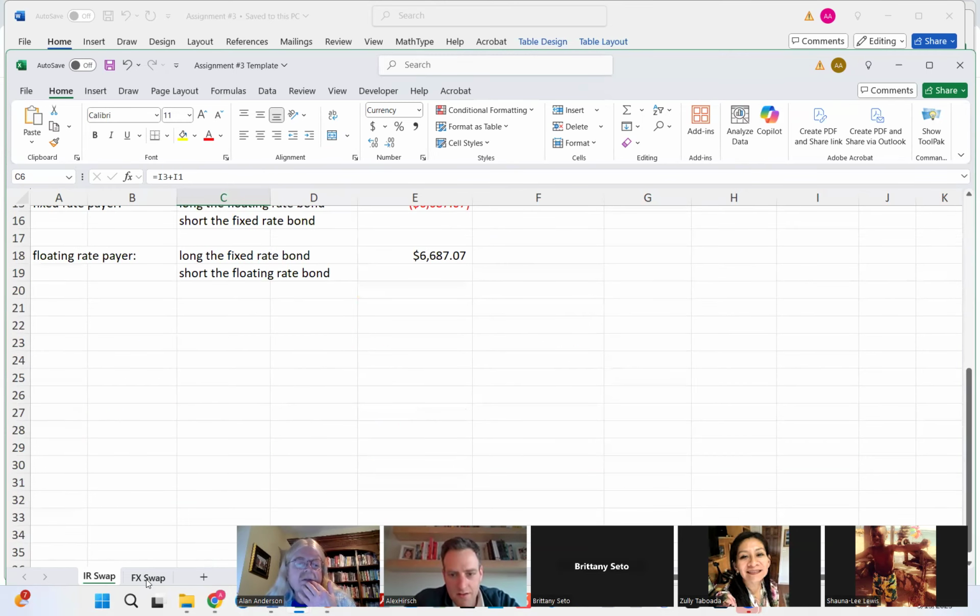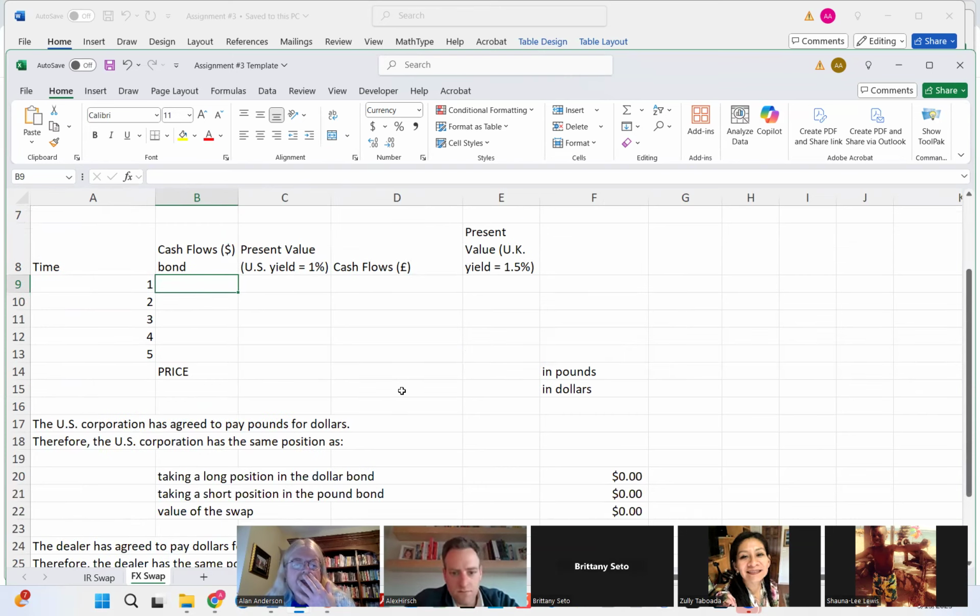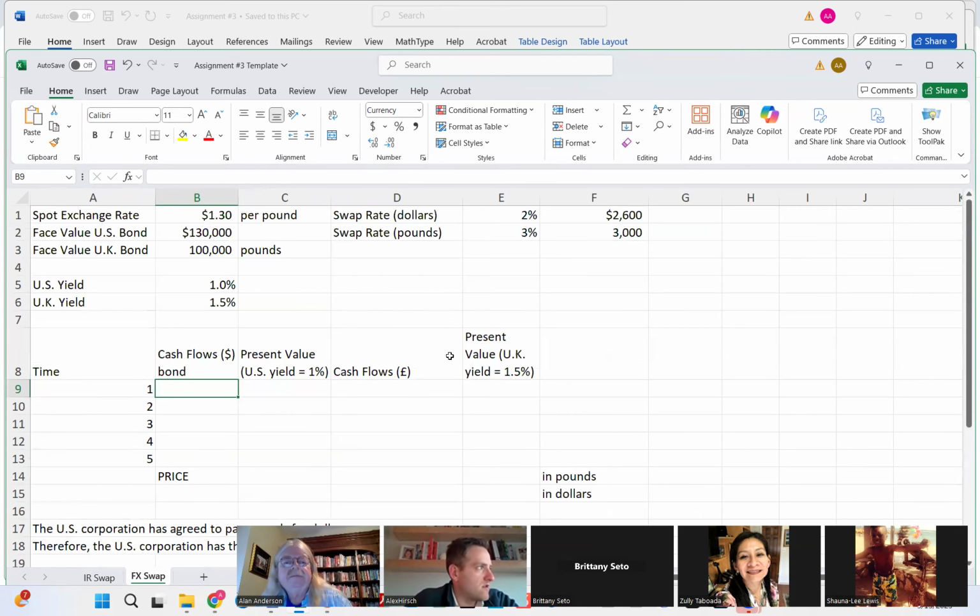Now, the others are very similar. I mean, except here you've got the cash flows. You've got 2 different sets of interest rates. You're going to calculate the present values. And same thing, you're going to get 2 separate bonds here, one denominated in dollars, one in pounds. And so when you add them, they would cancel each other out. You'll know which is more valuable because you'll have the 2 prices.